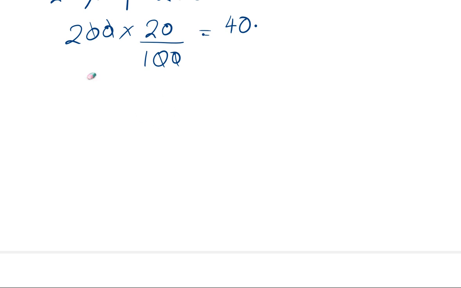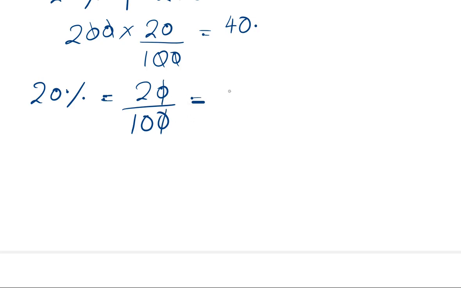For example, we can take the same example, 20%. This means 20 over 100. Percent means over 100. Then this is the fractional equivalent of this percentage. Then we can simplify this. We can see that both numerator and denominator are divisible by 10. So we can cancel this. So this is equal to 2 over 10.